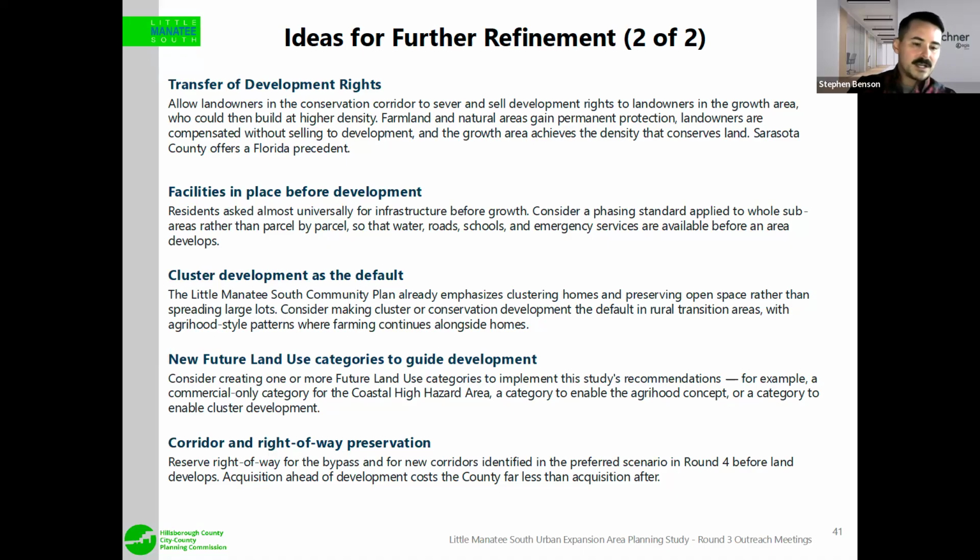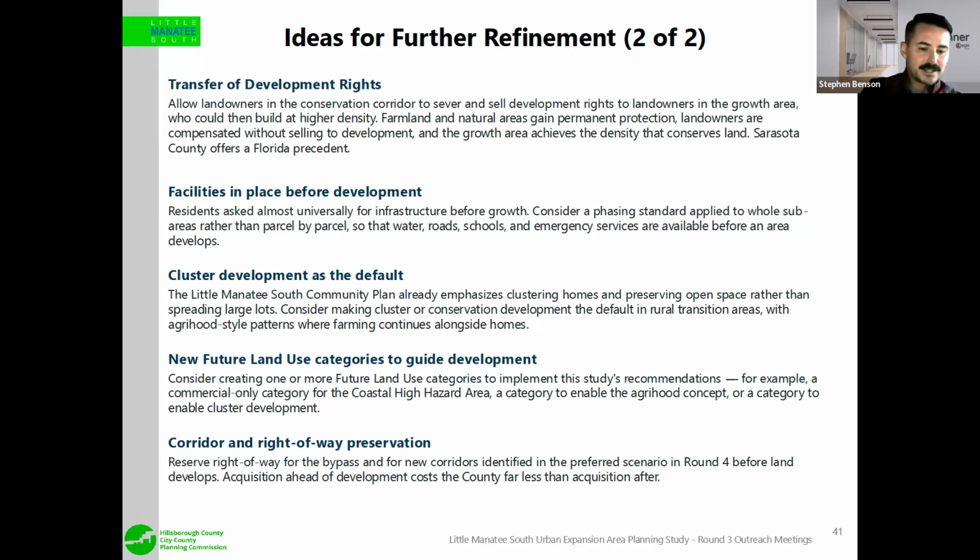The future land use categories to guide development may not be adequate in the current plan. So we would look to create potentially new future land use categories to guide development. This is one of the things that was done in some other areas of the edge of the urban service area in Hillsborough County. So we would look at what new categories would be needed to deliver the recommended pattern proposed in the next round. One example that's already been put forward is a commercial only category that would just be for the coastal high hazard area, a category to help enable that agri-hood concept, or a category to enable a specific type of cluster development, again, that would allow for higher density, small lot residential with clusters of conservation around it.